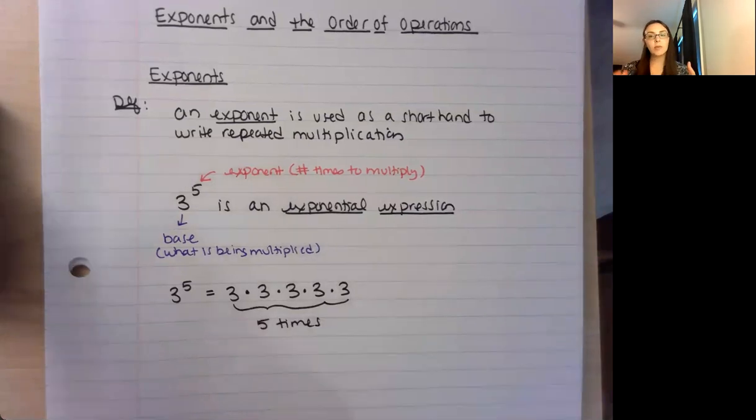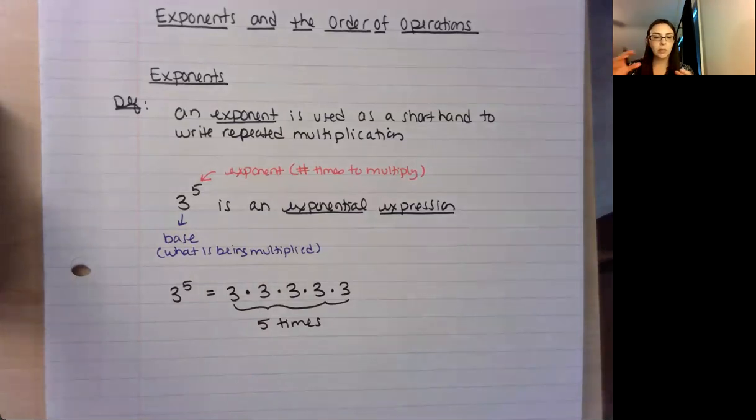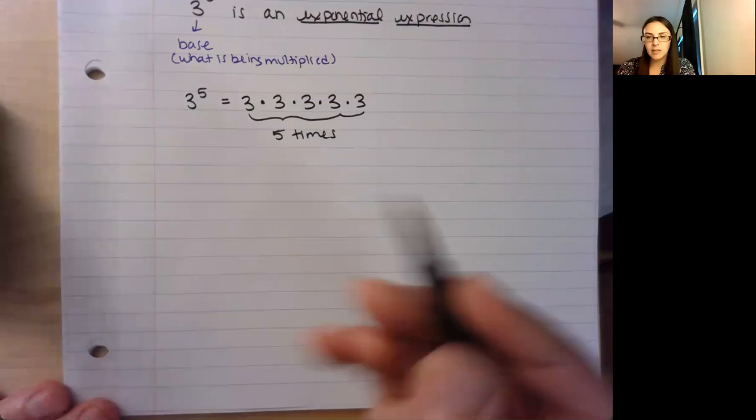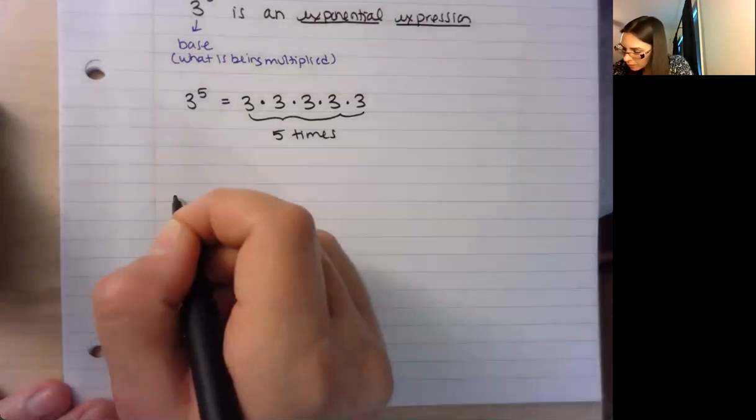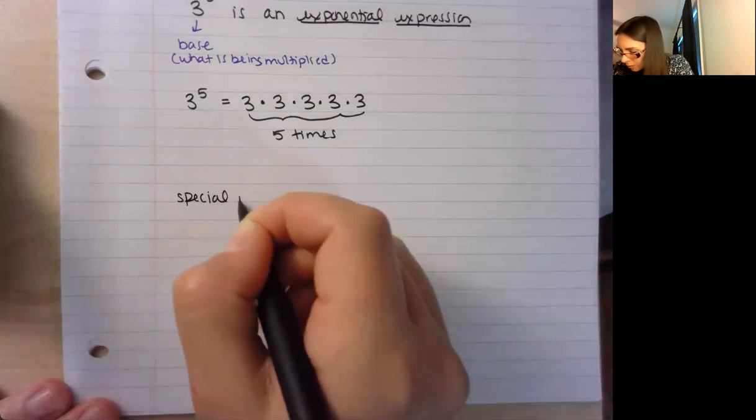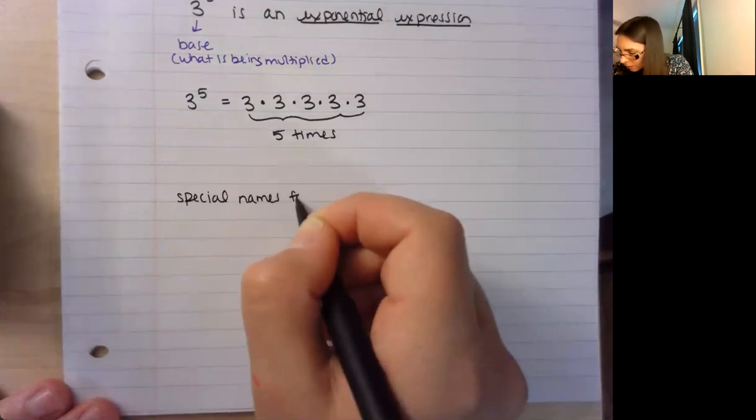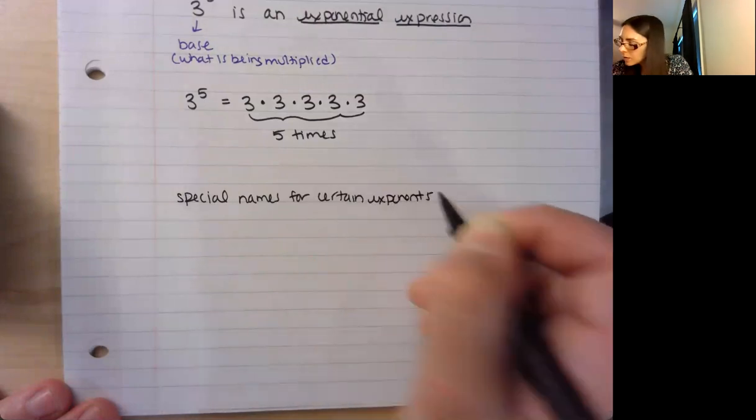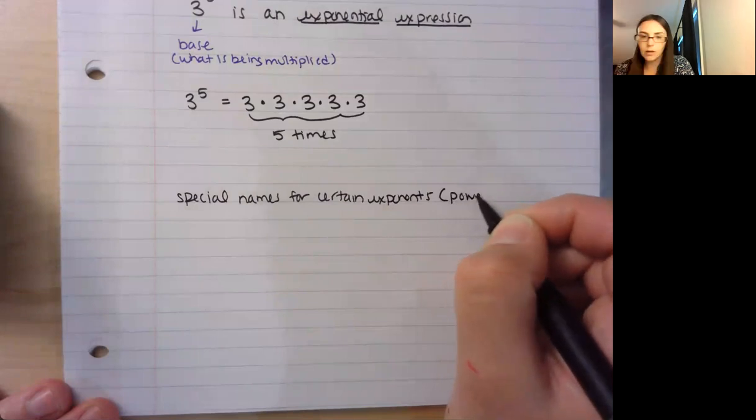Okay, so the base is what's being multiplied, and the 5 in this case, the exponent, is how many times you write it out. So we're multiplying that 3 out 5 times here. All right, some other things here. There are certain exponents that we give special names to. Also, sometimes we call exponents powers. I will make that note as well here.